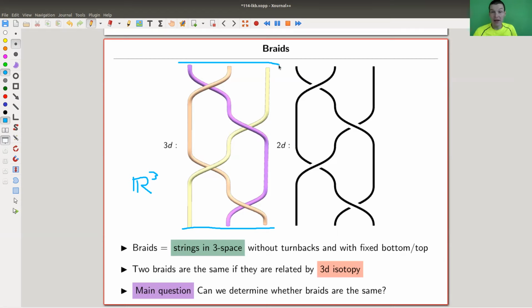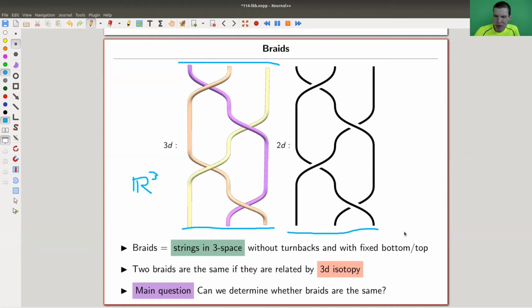Really like if you would play a little string game with your fingers and you have some strings in between them, what you get is a braid. So the strings really just tangle around in free space, and what people usually do is they draw the two-dimensional shadow of that picture, just projecting it to the plane, but remembering which one goes over and under. And yeah, so braids are pretty cool.